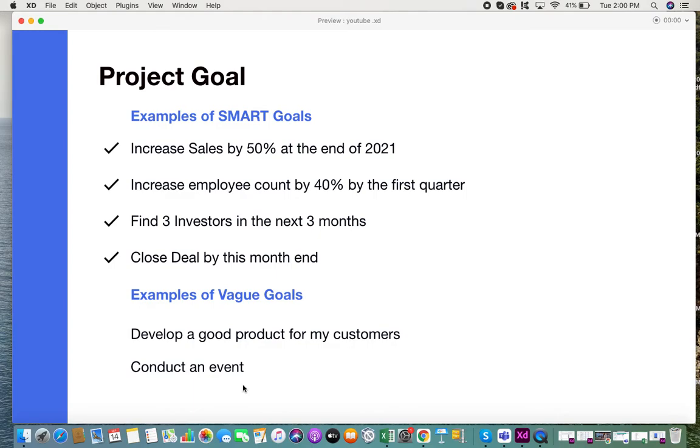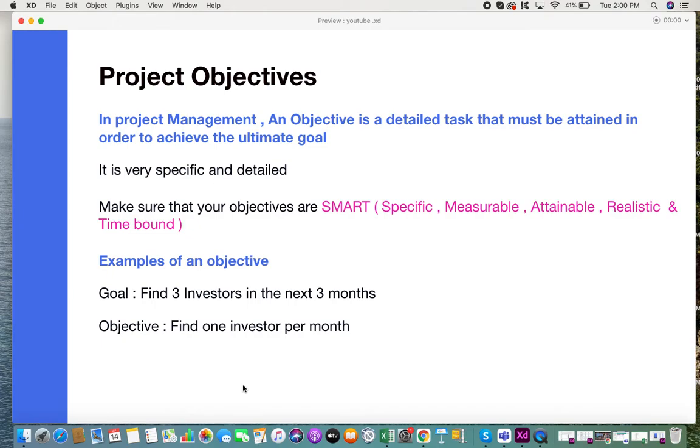Next, moving on to project objectives. In project management, an objective is a detailed task that must be attained in order to achieve the ultimate goal. To achieve a goal, there are always several objectives as milestones towards your goal. It is very specific and detailed, unlike your goal, which is very abstract, but it defines what the project has to achieve. And when you define an objective, you also need to make sure that the objective is SMART.